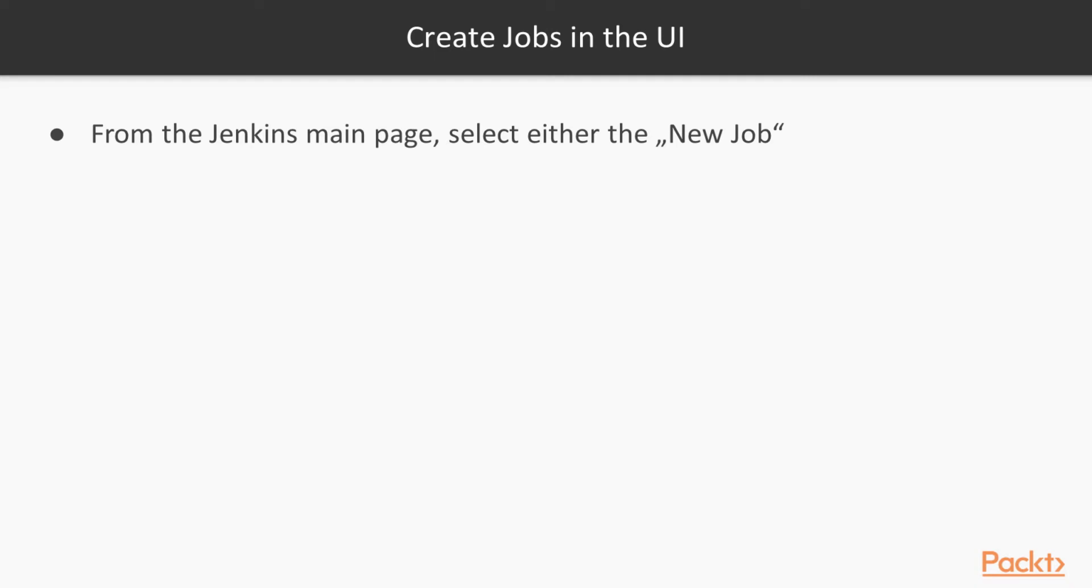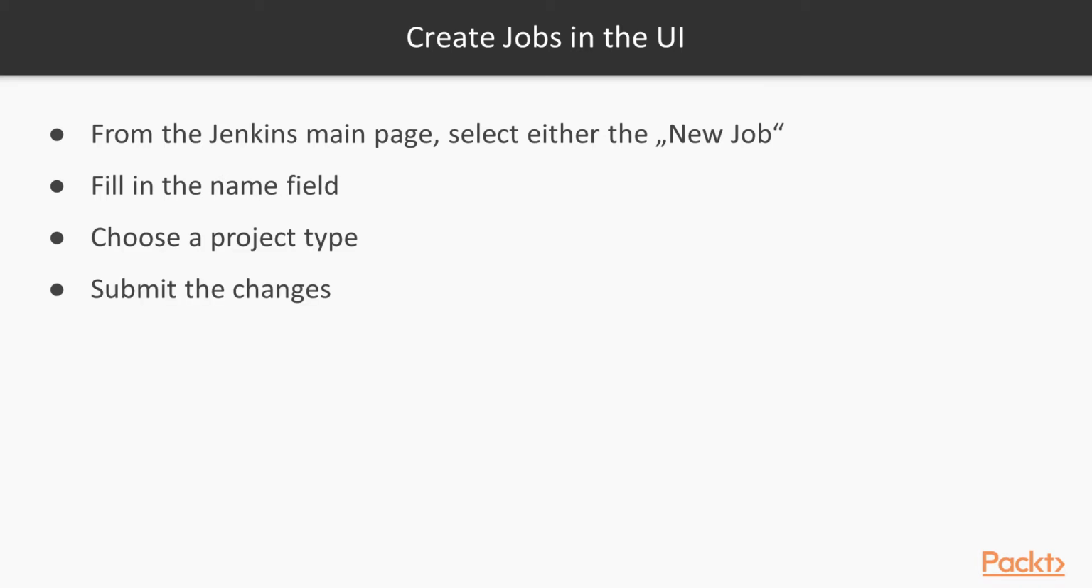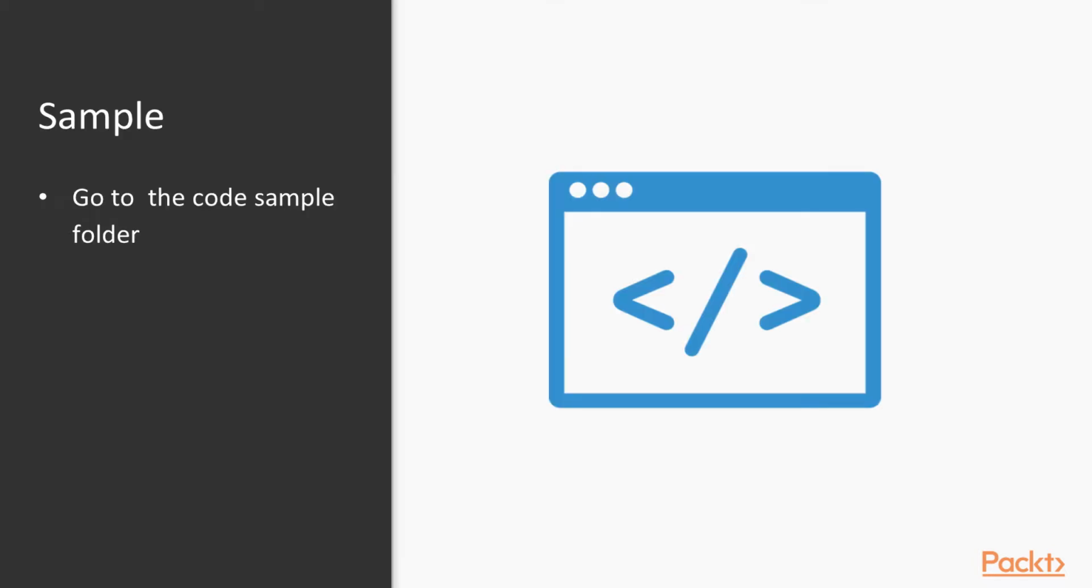So to create a job in the user interface, just go to the Jenkins main page and select new job. Give the job a name, select a type, and then submit your changes. So let's do it now together and add a job to our Jenkins installation. To do this, go to the code sample folder and execute the Docker setup shell script.